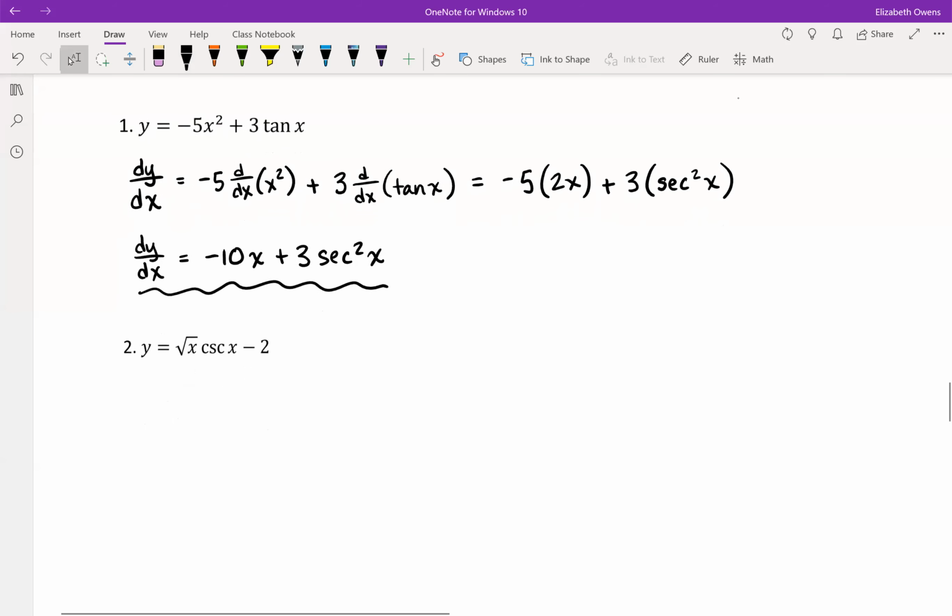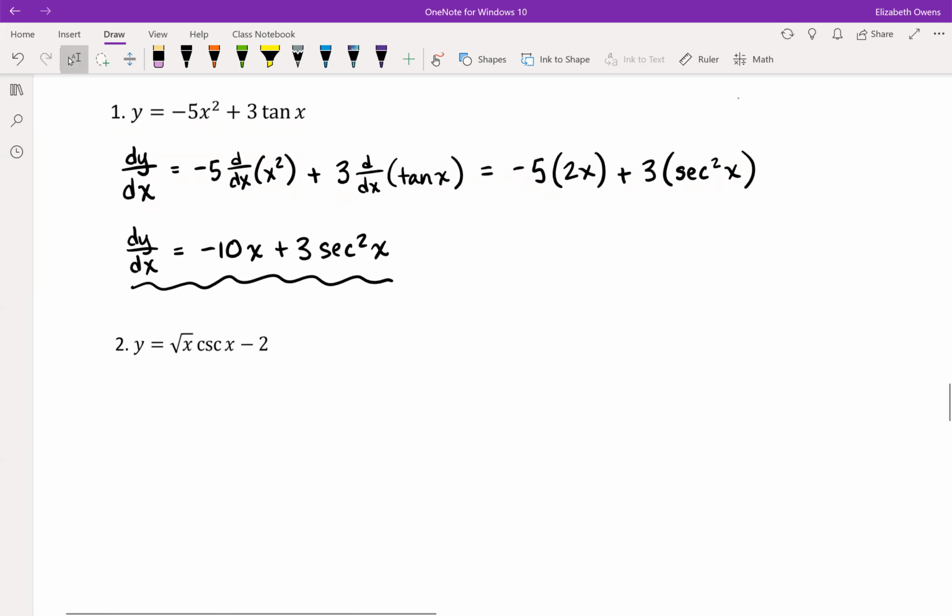Okay, now for the second function, we have y equals the square root of x cosecant x minus 2. All right, this part you probably know how to handle that from a previous section. And then here in our first term, we have the square root of x times cosecant x. That's the multiplication or the product of two different functions of x here. So we are going to need to use our product rule. Okay, that is very important here.